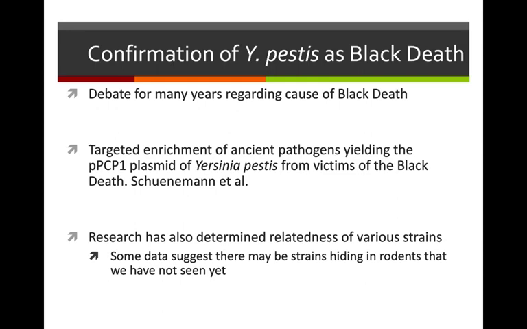Researchers have also looked at different strains of Yersinia pestis to determine how related they are to one another. And by looking at that, they can also make predictions about what strains might still be out there in nature. Some of the data that they've analyzed suggests that there could be strains of plague that we as humans have not seen yet because they're still hiding in rodents. And if they enter the human population, they may or may not be worse than the strains that we have already seen.